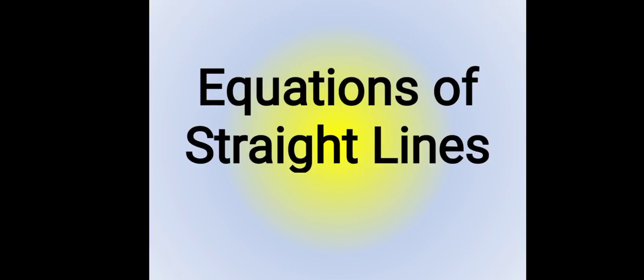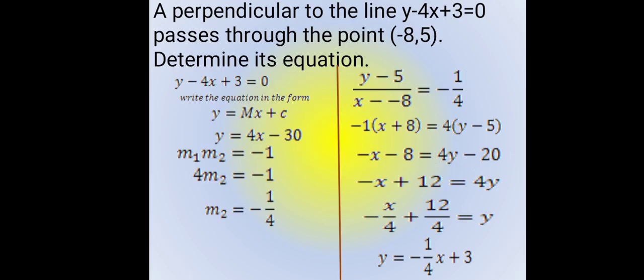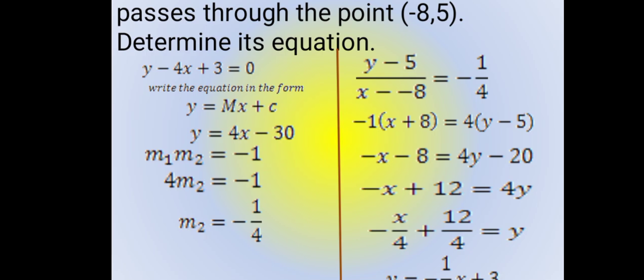Equations of straight lines. A perpendicular to line y minus 4x plus 3 is equal to 0 passes through the point negative 8 and 5. Determine its equation.